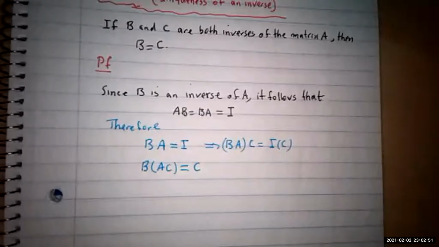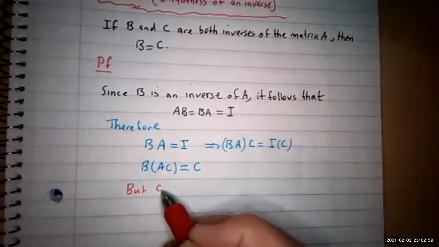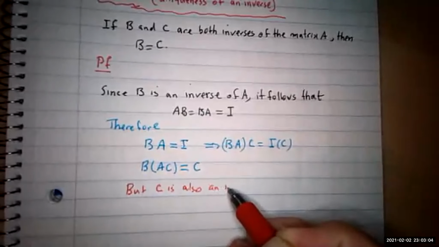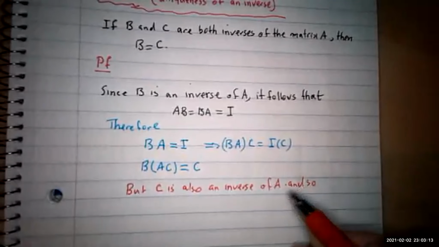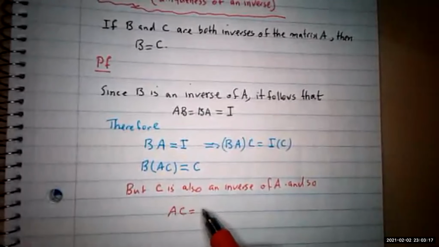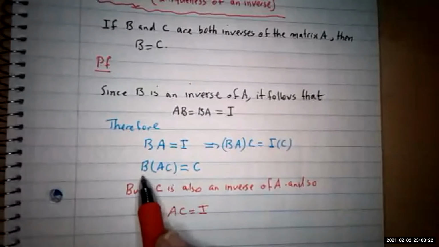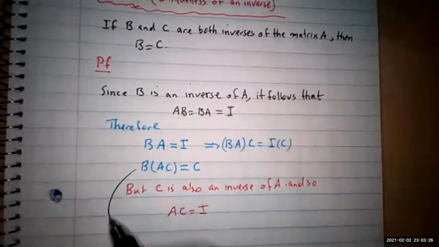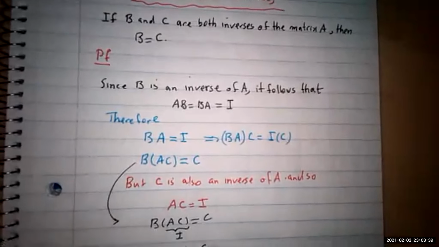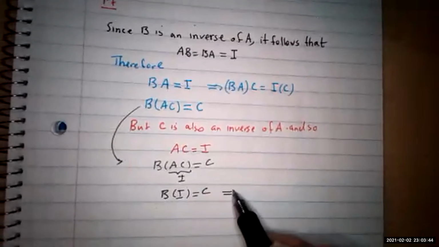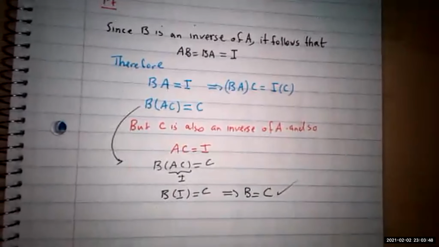But remember, C is also an inverse of A. And so AC is equal to CA, which is equal to I. So if you substitute here, I have B times AC equal to C. So we substitute I. That gives B times I is equal to C. B times I is just B. So you get B equal to C. And you're done. See, very, very nice proof.